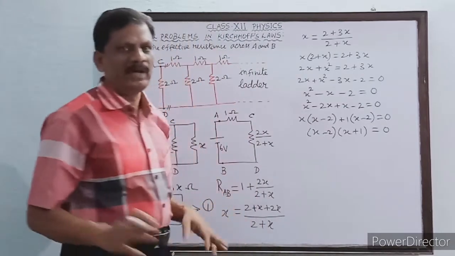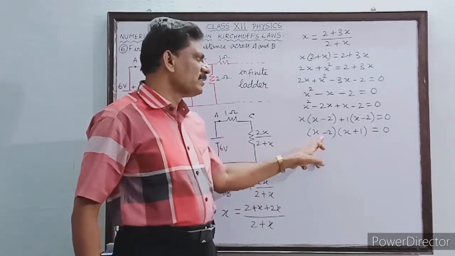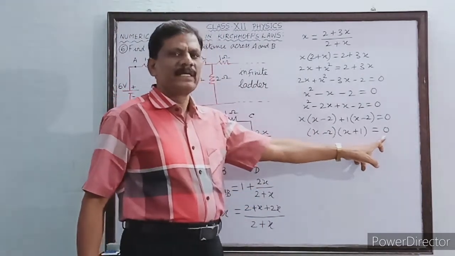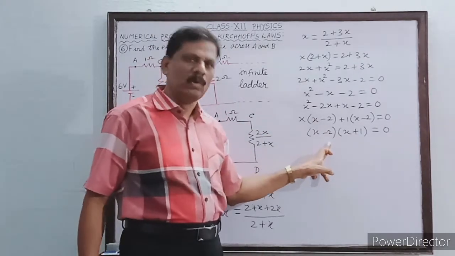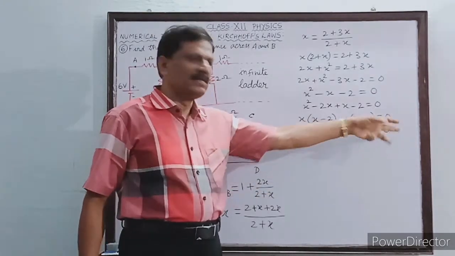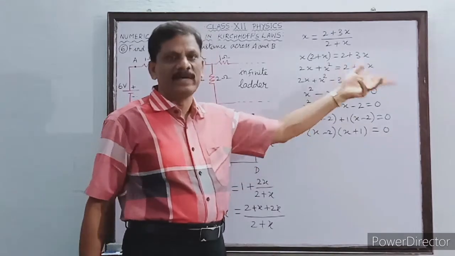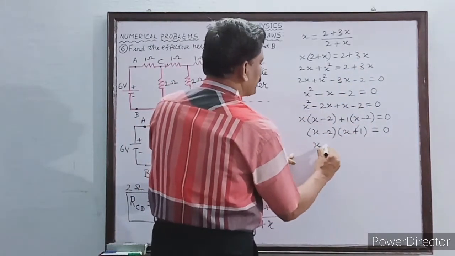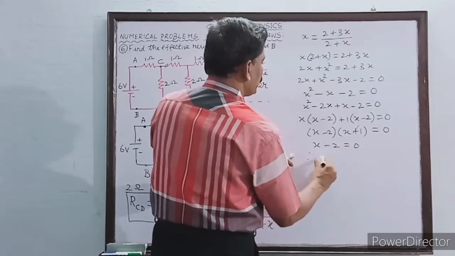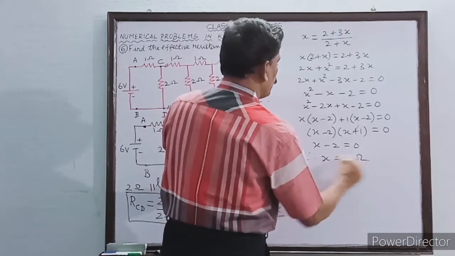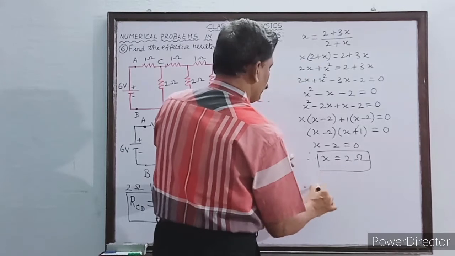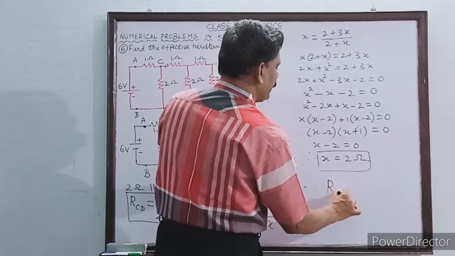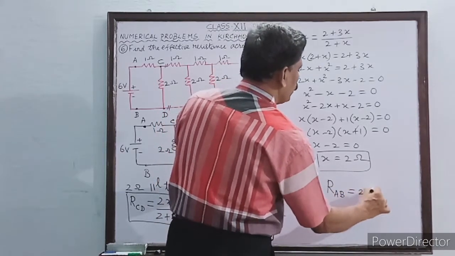So what are the two values for x? x minus 2 is equal to 0, or x is equal to 2 ohm. If you take x plus 1 equal to 0, x will come as a negative value. So that value we will neglect. So x minus 2 is equal to 0. Therefore x is equal to 2 ohm. Therefore the resistance between A and B is equal to 2 ohm.